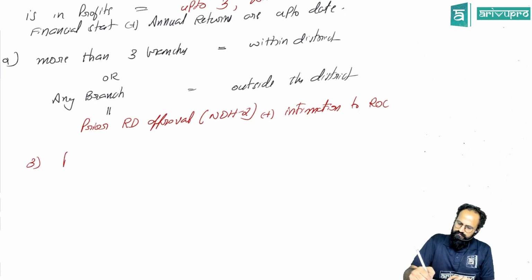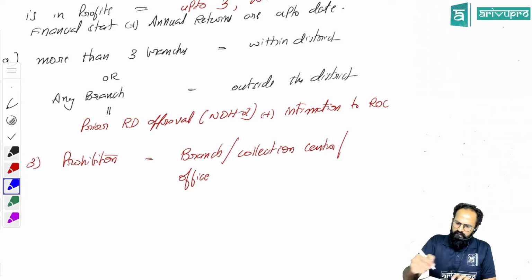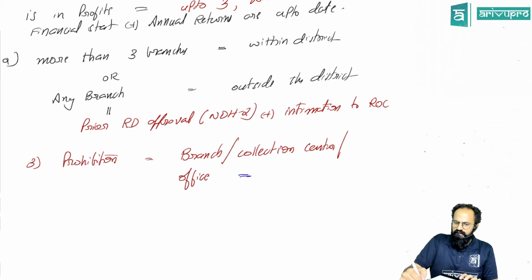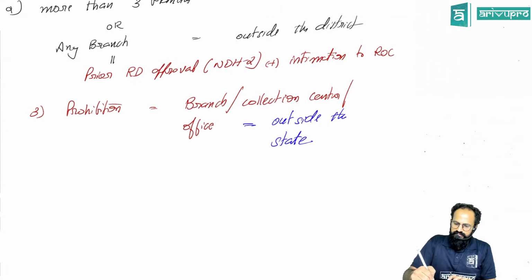Third one, prohibition. Branch or whatever name you call it, collection centers or office: there is an absolute prohibition if you want to set up any branch outside the state. Absolutely prohibited.